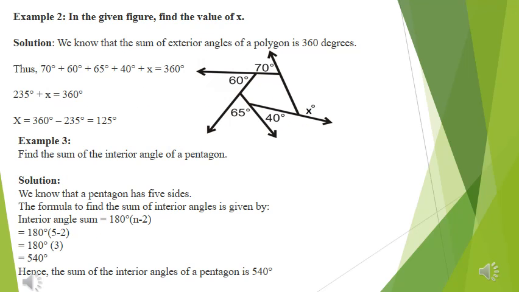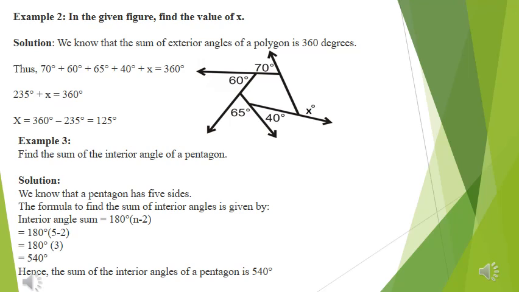Students, in a similar way, we have to find the value of x for the given figure. This is a five-sided polygon, and here we have to find the value of x, which is an exterior angle. For that, we know the sum of the exterior angles of a polygon is equal to 360. After putting in the values of the remaining exterior angles and the variable, we get 235 plus x equal to 360. Now when we subtract 235 from 360, we get the remaining exterior angle, which is equal to 125.